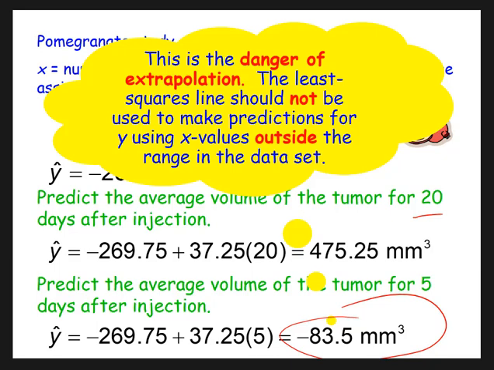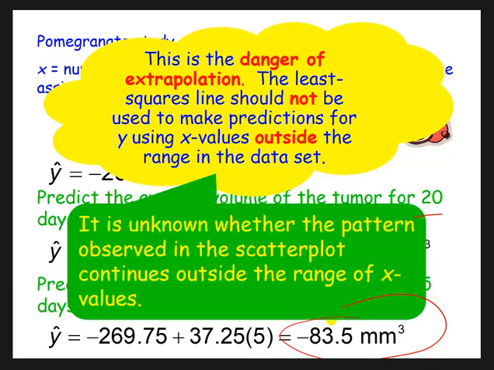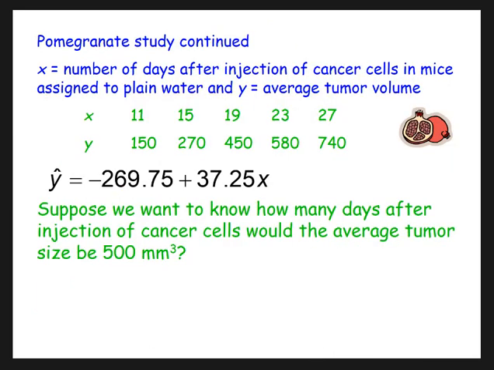The data in this case went from 150 days to whatever. We want to stay within the range of the data. We know that the relationship is linear within that data range, but outside of the data range, it may not be linear anymore. So it's not known whether the pattern continues outside of the range of that data.